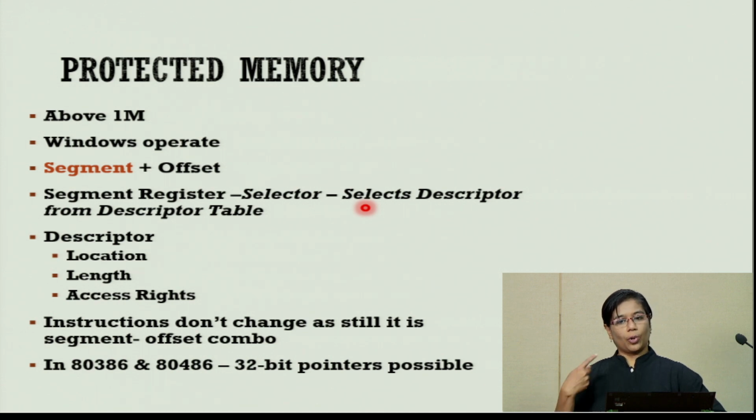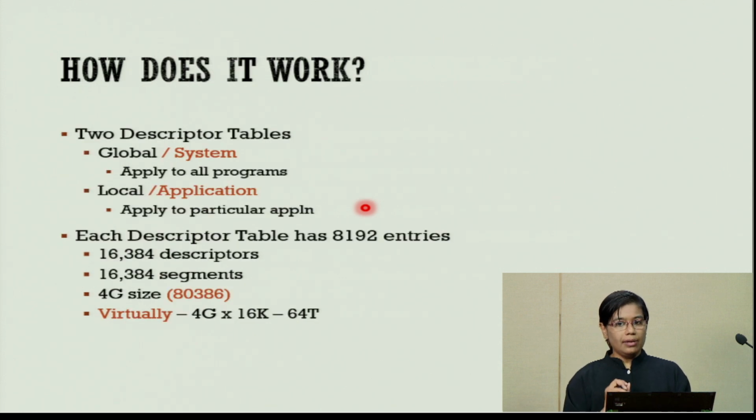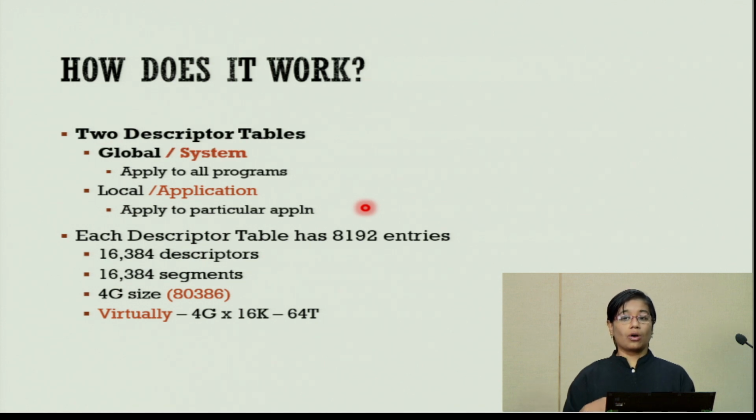When you're working in protected mode of operation, you can have 32-bit pointers or 32-bit offsets. So how exactly does the whole thing work? Now I talked about selecting a descriptor from a descriptor table. Any system has two descriptor tables. There is what is called the global or system descriptor table.